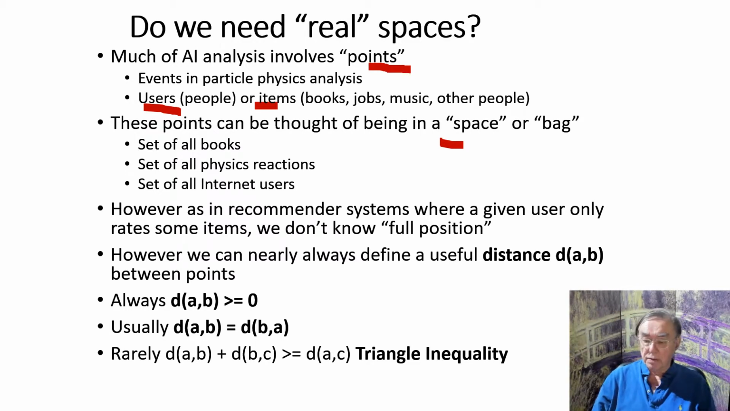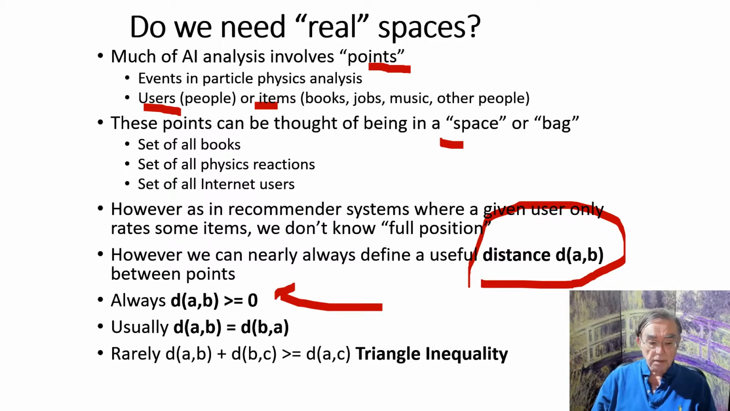But anyway, we almost always can find a distance. And this distance has the following features. It's always larger than naught, bigger than 0. If two points are very near each other, the distance is very small. And typically, you always define the distance so it's symmetric. Namely, the distance from A to B is the distance from B to A.